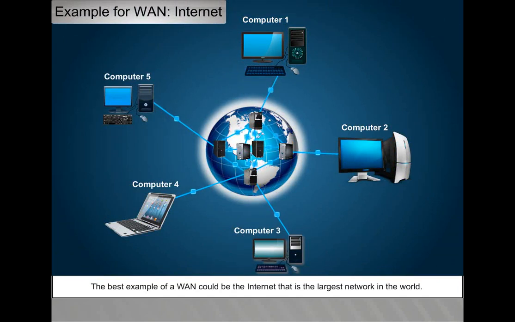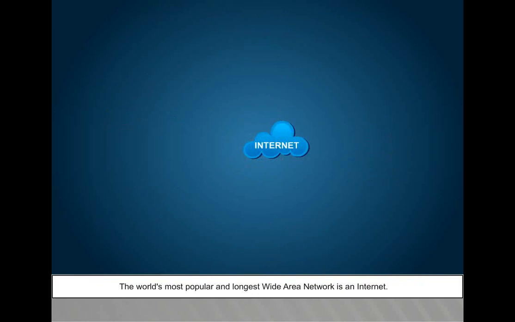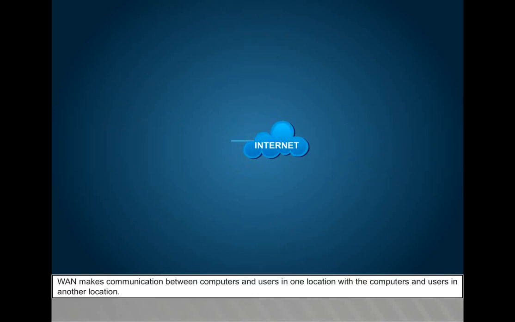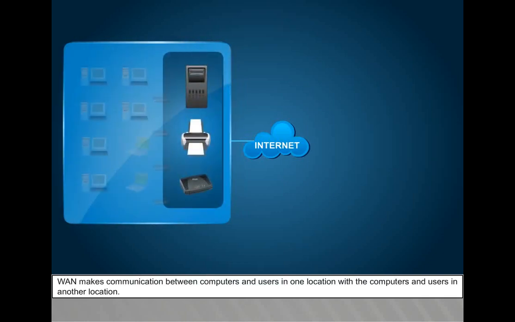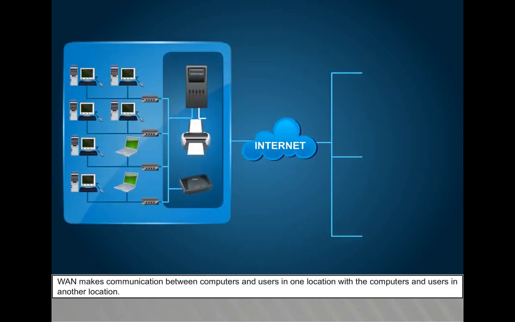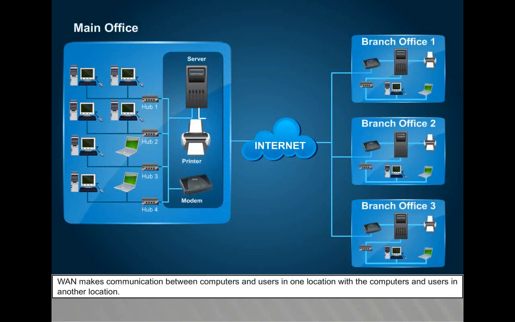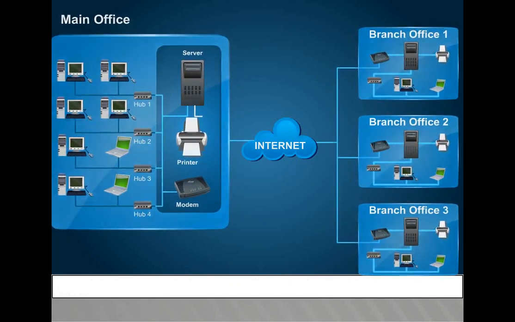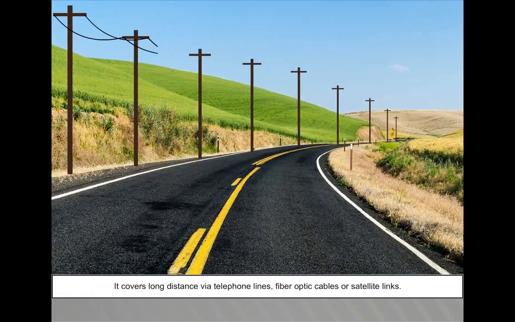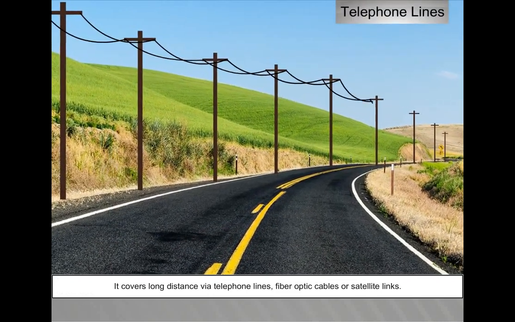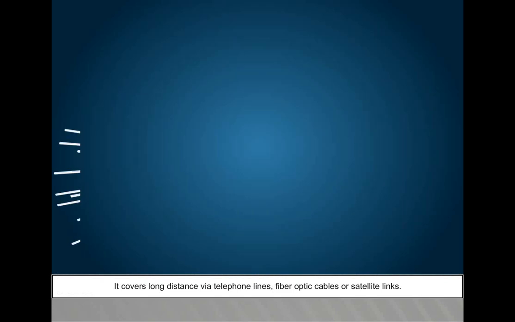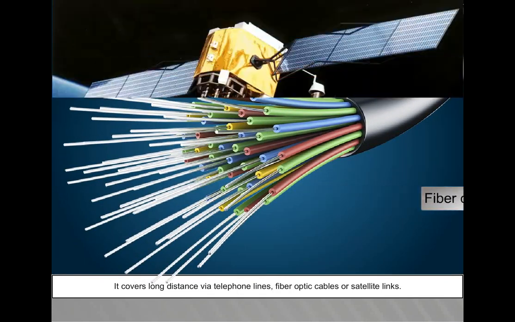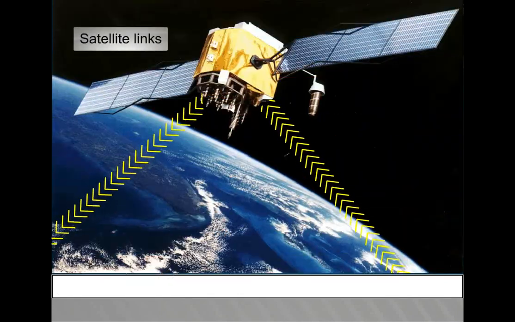The best example of a WAN could be the Internet, which is the largest network in the world. The world's most popular and longest wide area network is the Internet. WAN makes communication possible between computers and users in one location and the computers and users in another location. It covers long distances via telephone lines, fiber optic cables, or satellite links.